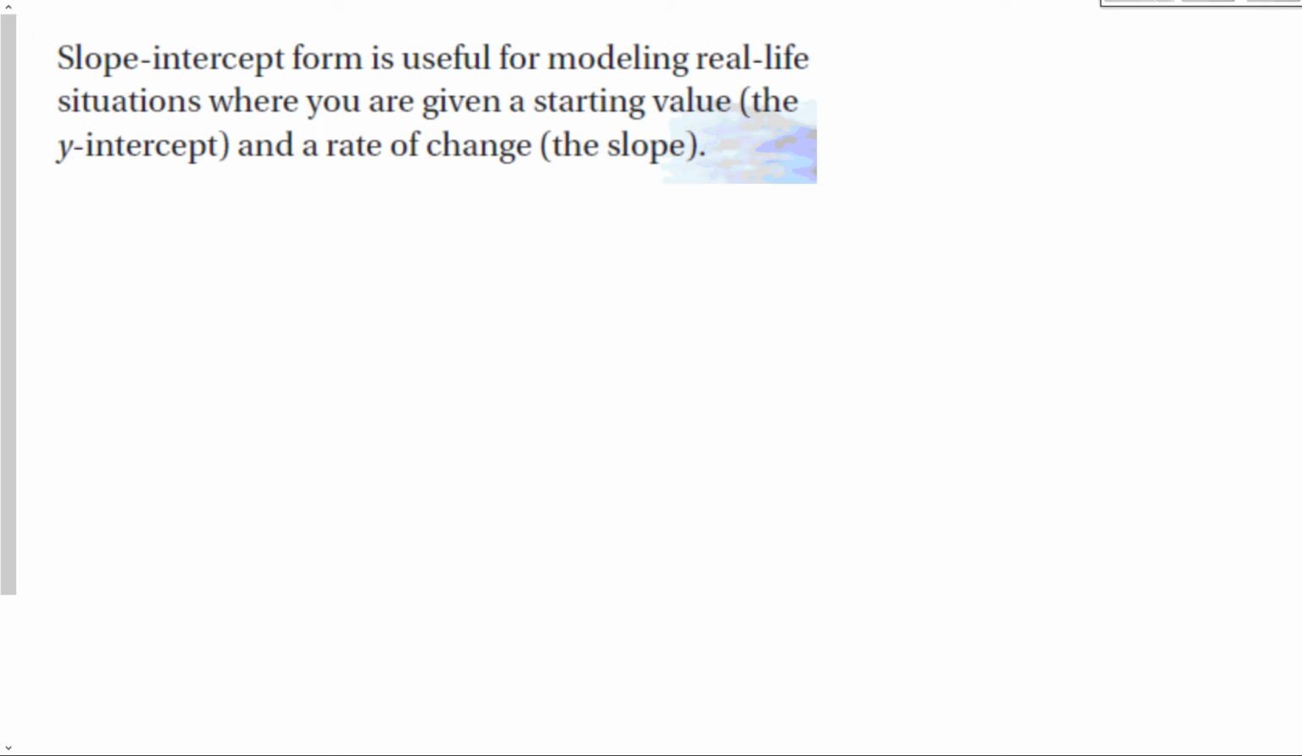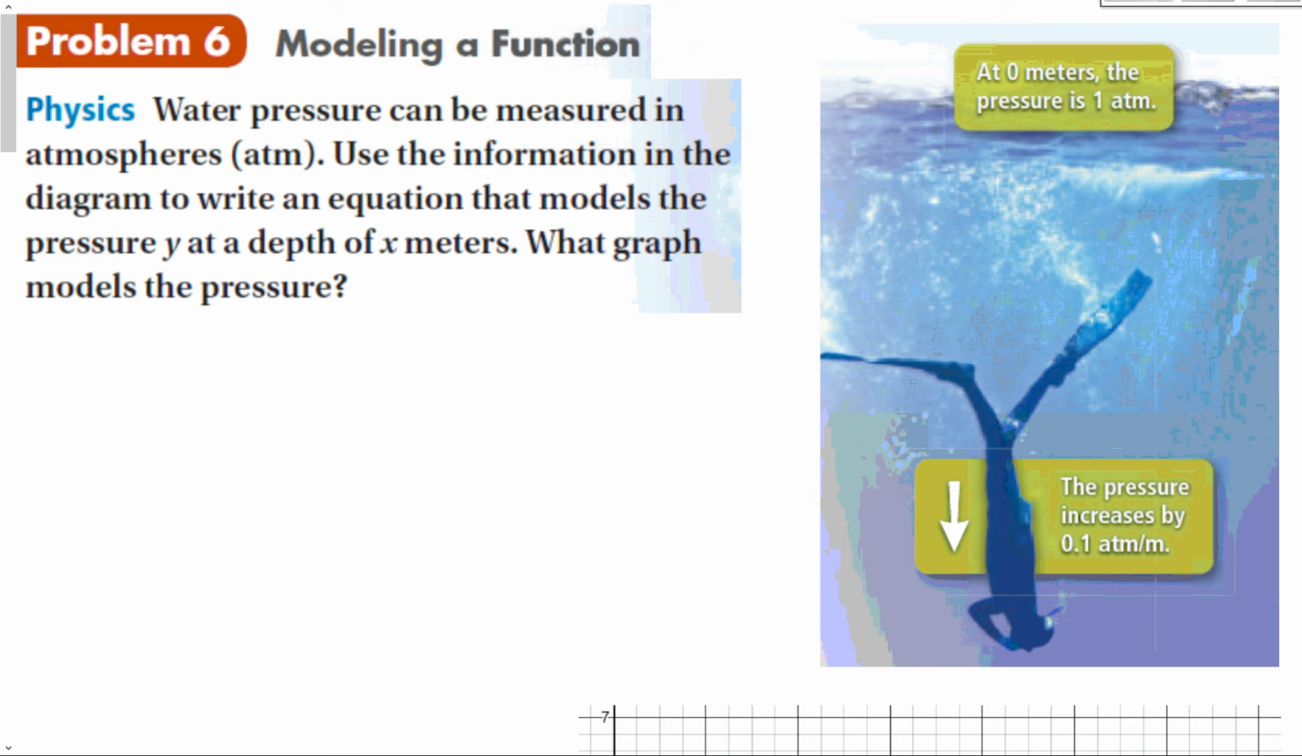Slope-intercept form is useful for modeling real-life situations where you are given a starting value, the y-intercept, and a rate of change, like the slope. So let's model this function. Water pressure can be measured in atmospheres, ATM. Use the information in the diagram to write an equation that models the pressure, y, at depths of x meters. What graph models the pressure?